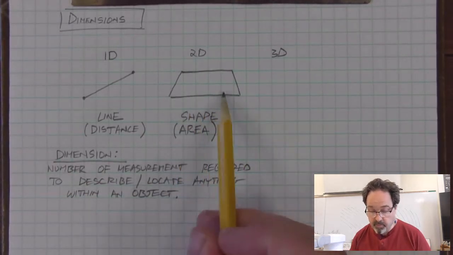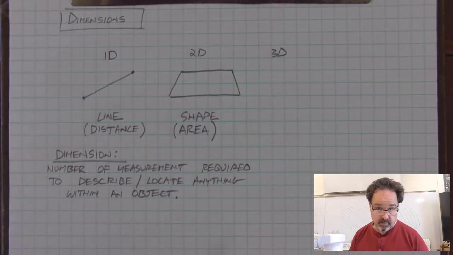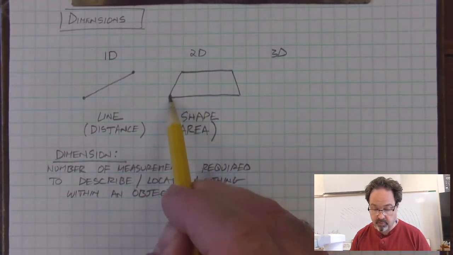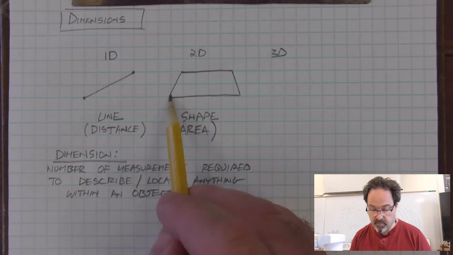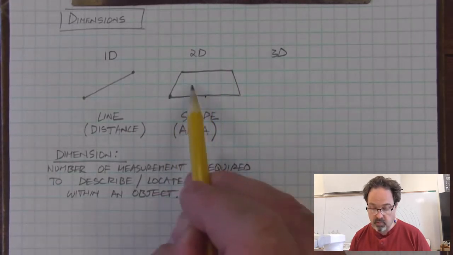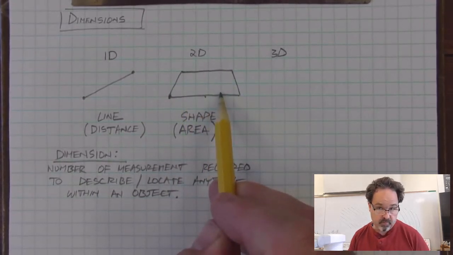To locate any point within the shape or on its edge, we would need at minimum 2 measurements. We could choose any point to be an origin, and we would need a measurement horizontally and a second measure vertically in order to find any point or describe or locate any point within that shape.